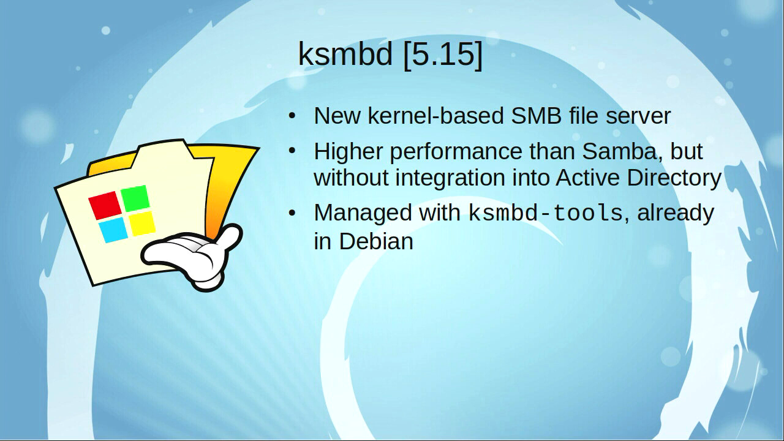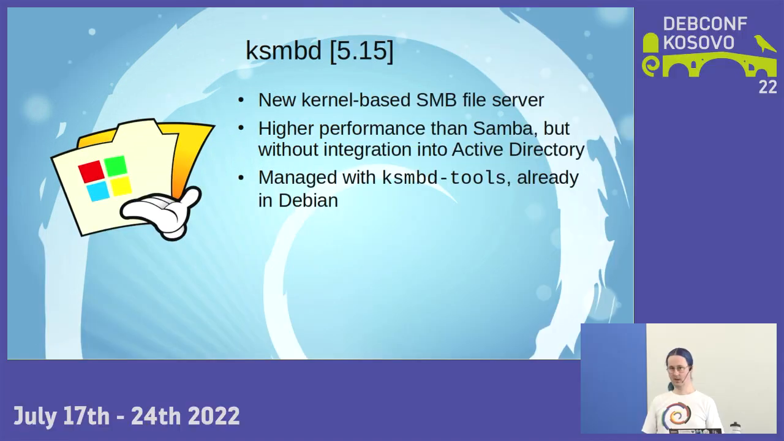There's a new option for Windows SMB file sharing. The standard implementation for that has been Samba in user space. KSMBD is in the kernel, and that should mean higher performance in general. There are also a few features that have been added there that aren't in Samba yet, but it doesn't seem to have integration with Active Directory, so if that's something you need, you'll have to stick with Samba, I think. That's managed with ksmbd-tools, and there's already a package of that in Debian.